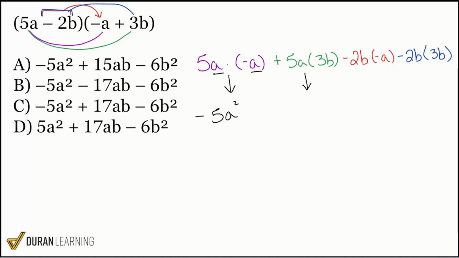Let's go to number 2. Number 2 here, we have a positive times a positive, so that's going to be plus. 5 times 3 is 15. And then we have a times b, and that's going to be written just plainly as ab.